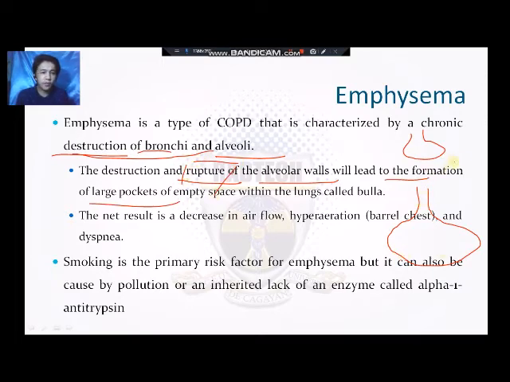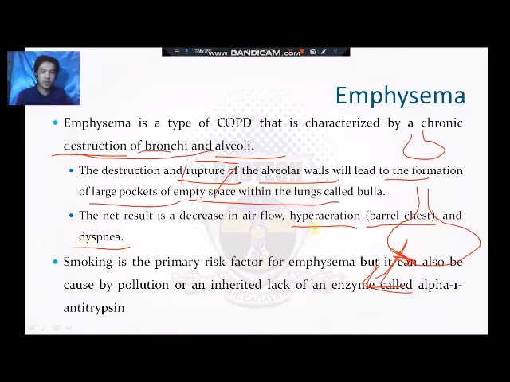And since a lot of air is passing through these areas, once they rupture, air can pass through and escape. And then it will be collected within the empty spaces within the lungs. It is not in the pleural cavity, it is within the lung fields. Okay, so the net result is decreased airflow, hyperaeration, and then sometimes barrel chest formation.